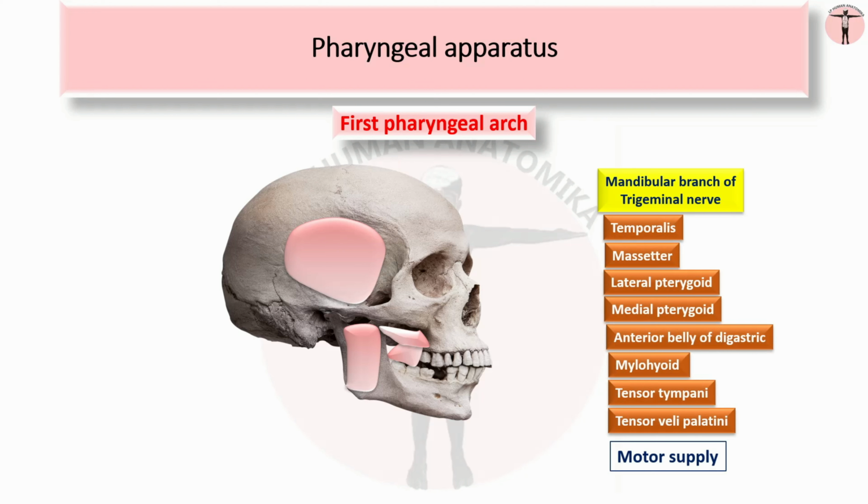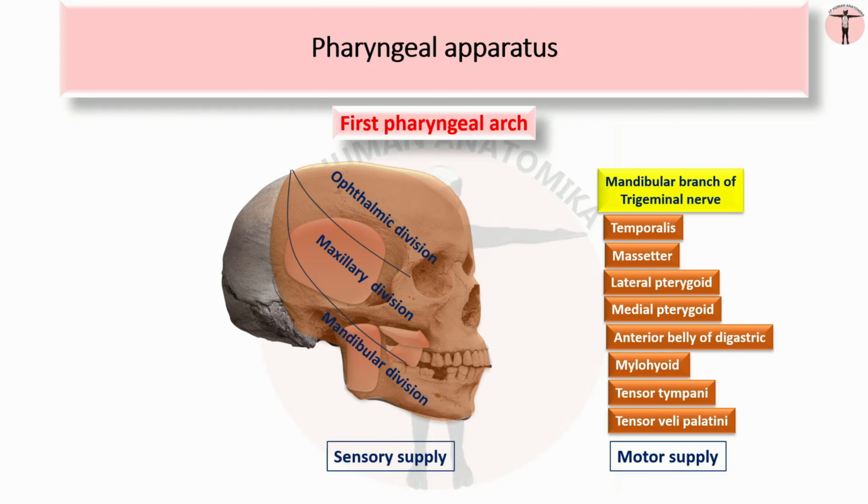Since mesenchyme from the first arch also contributes to the development of the dermis of the skin of the face, sensory supply to the skin of the face is provided by ophthalmic, maxillary and mandibular branches of the trigeminal nerve. We have completed the development of all the components of the first arch derivatives.